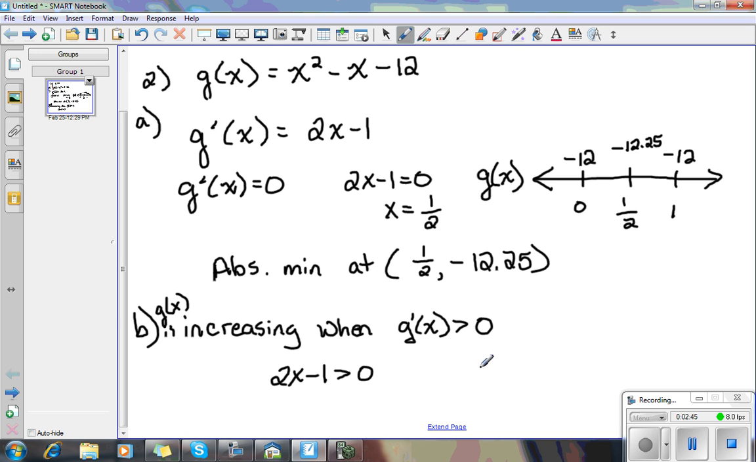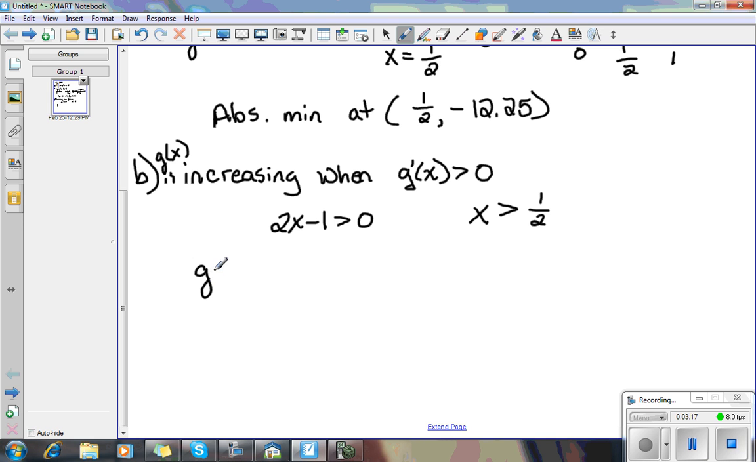So I can solve that, and I get x is greater than 1/2. Now keep in mind that's not a contradiction here. Here I was plugging in the values back into my original function to show that this was a minimum. Here I'm talking about the derivative now. So when I set the derivative to be greater than 0, and when I solve for that, that tells me that the function is increasing.